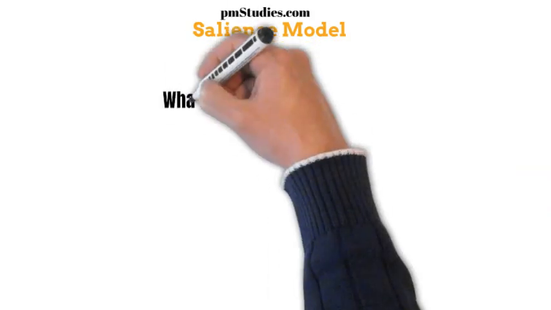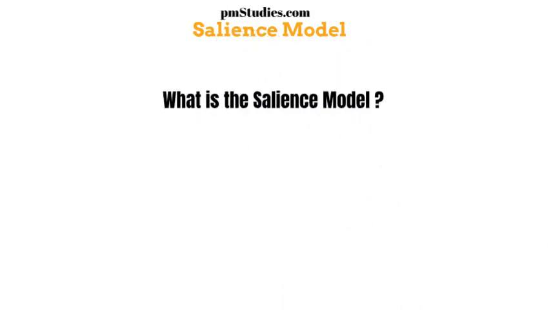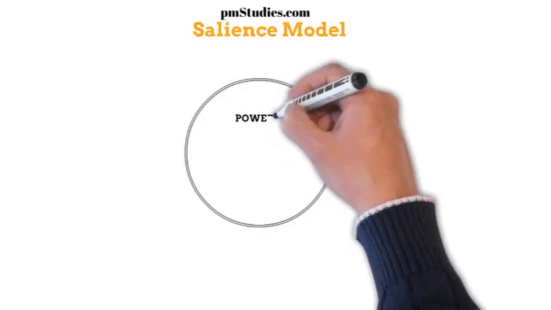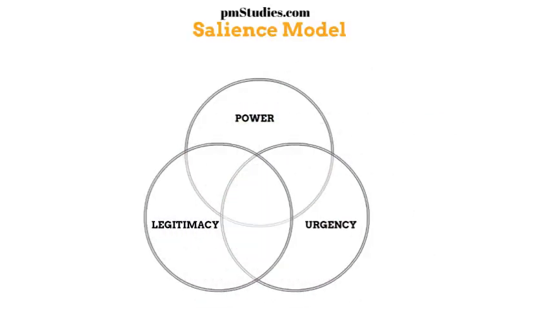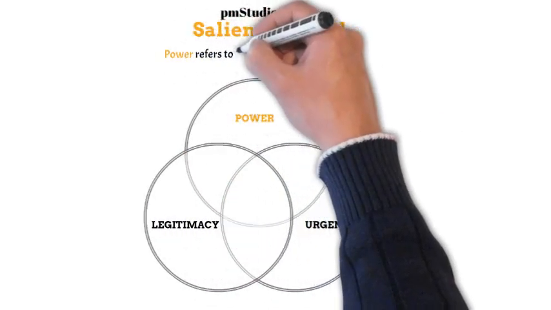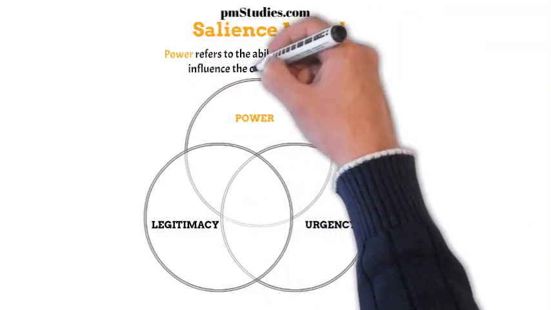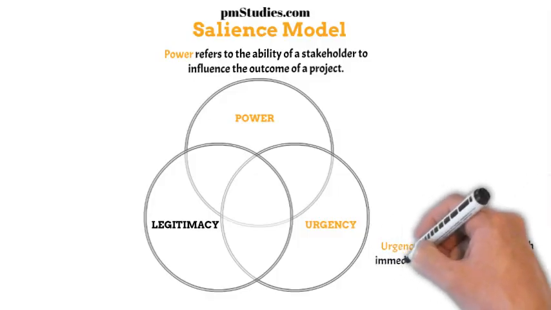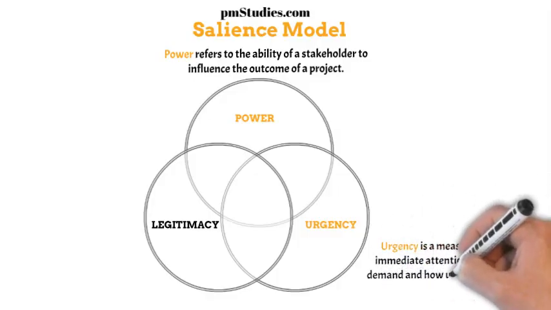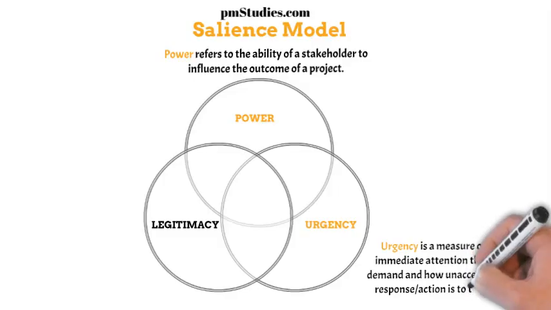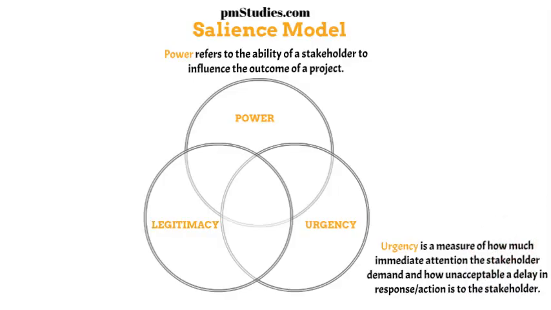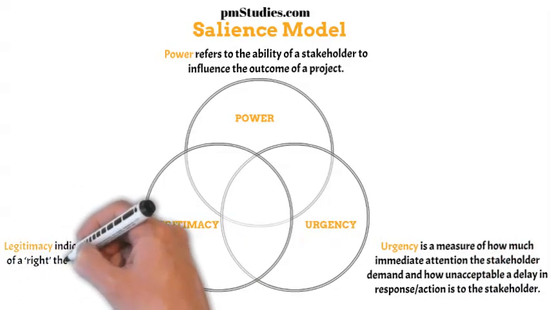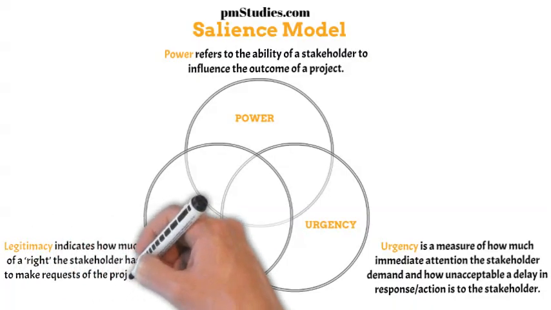So when we think about the Salience model, you need to think about three particularly noticeable attributes of stakeholders. And these three attributes are power, urgency, and legitimacy. Power refers to the ability of a stakeholder to influence the outcome of a project. Urgency is a measure of how much immediate attention the stakeholder demands and how unacceptable a delay in response action is to the stakeholder. Legitimacy indicates how much of a right the stakeholder has to make requests of the project.